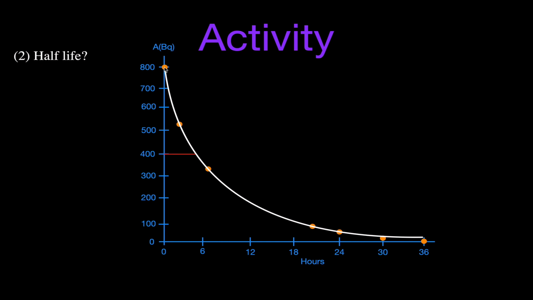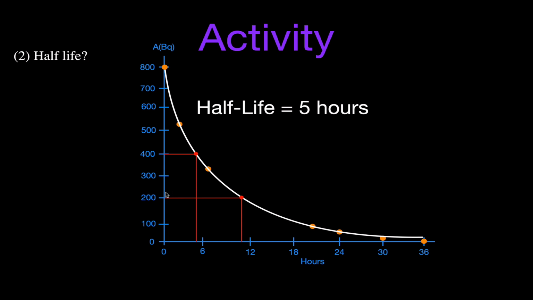So we draw a line from the activity of 400 over to our graph, and then we go down to the time axis, and you can see that time is approximately about 5 hours. Okay, it is an estimation. Then after another half-life, we go from 400 to 200, and you can see that's about 10 hours on our graph. Okay, that's example number 2.